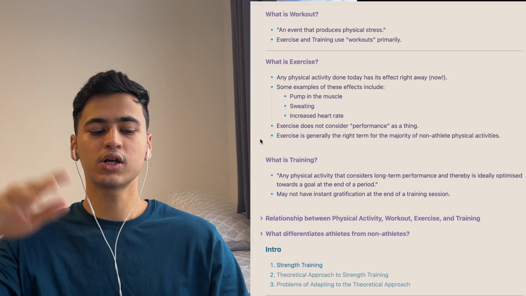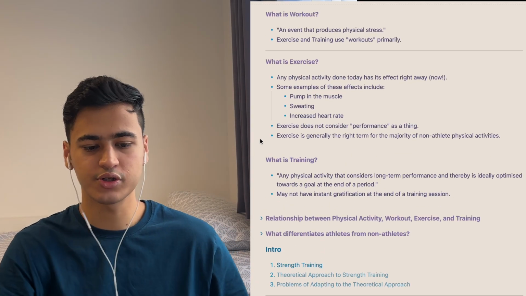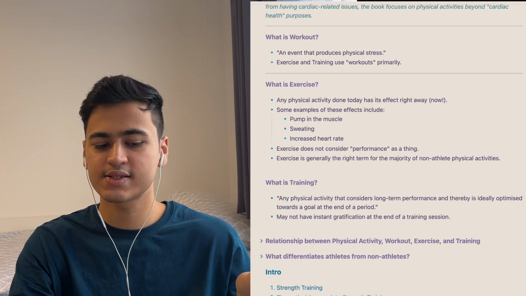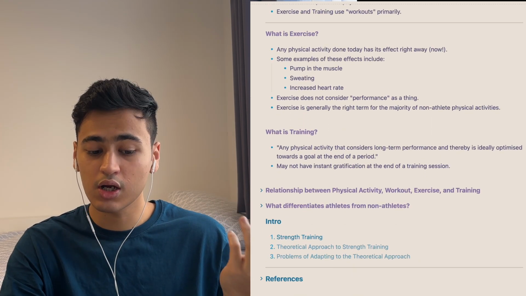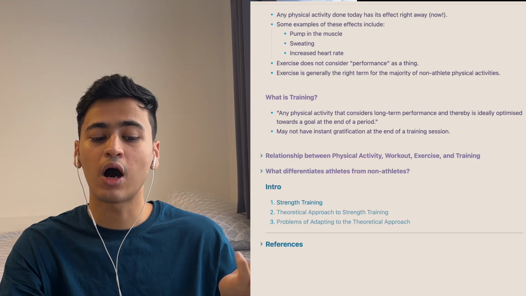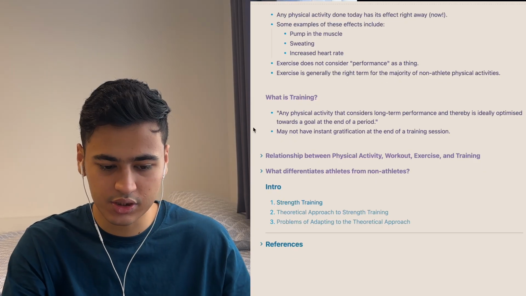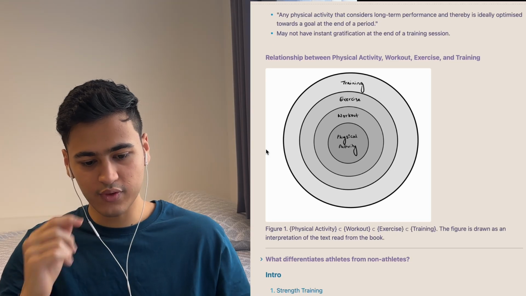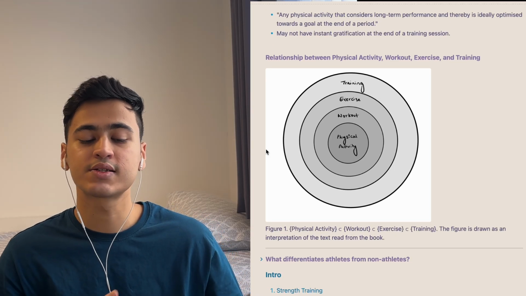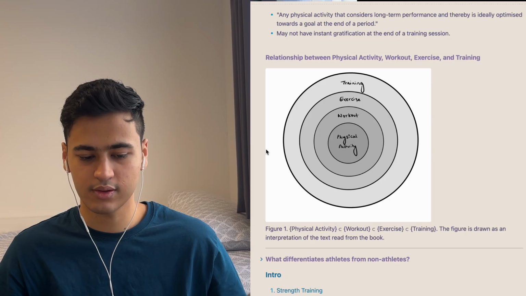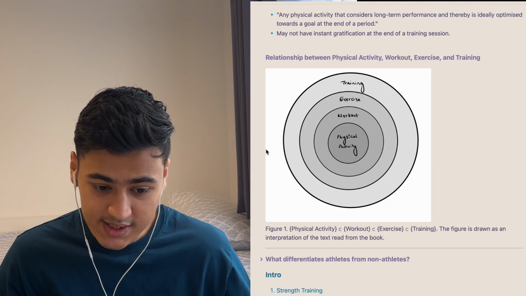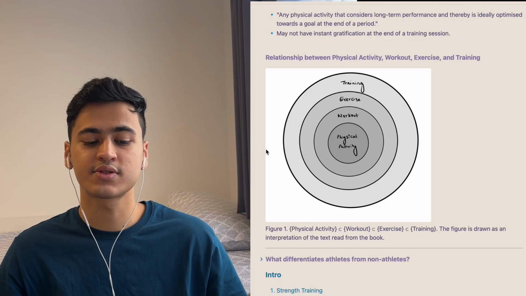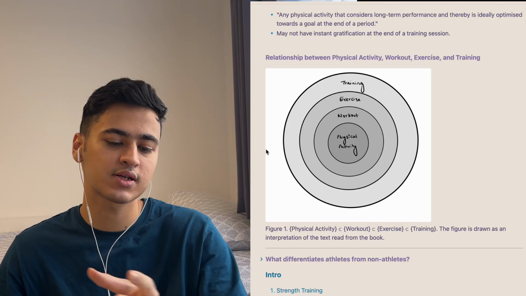Now we have learned a lot of different definitions. We have learned what physical activity is, what workout is, what exercise is, and what training is. Now we should also learn how these things are related to each other. When we see this diagram, we can see that training is the superset of everything. Or to be more precise, physical activity is a subset of workout, which is a subset of exercise, and it is a subset of training.